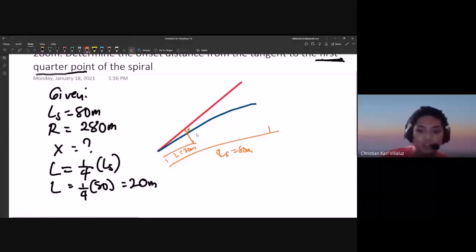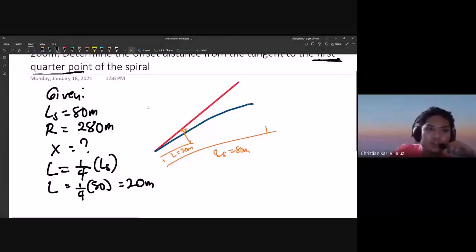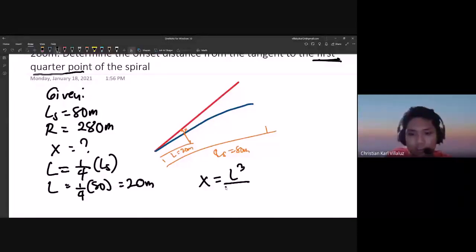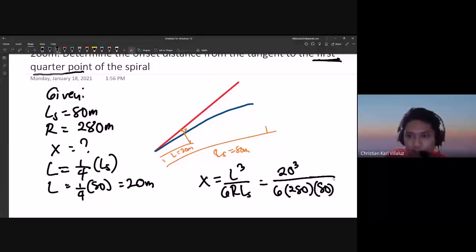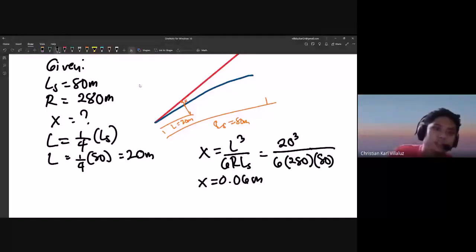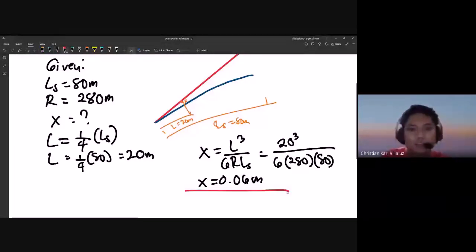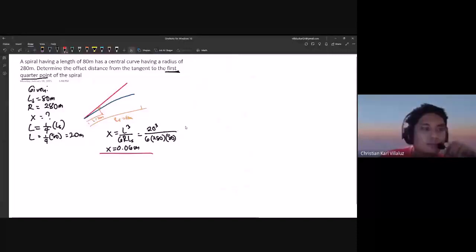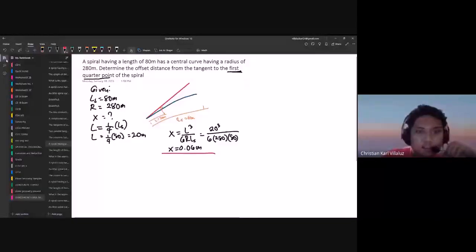Okay? So the formula is x equals to L cubed over 6R LS. So substitute lang, class. 20 cubed over 6R, 280. LS is 80. So x therefore is 0.06 meters. So ganun lang. Next.